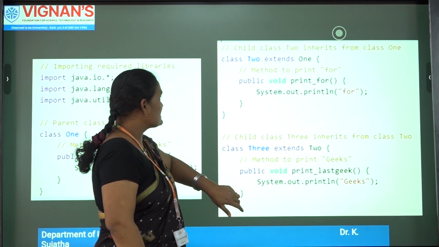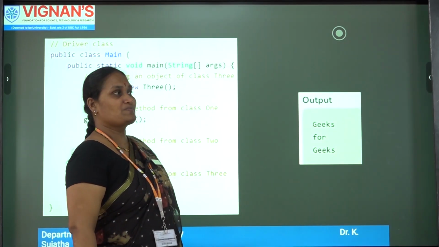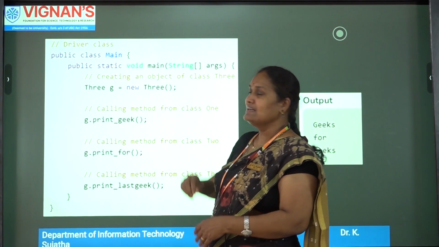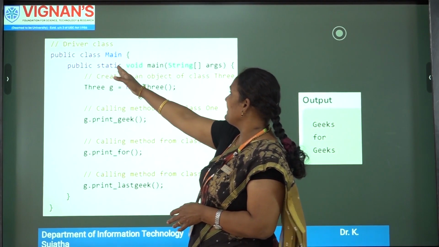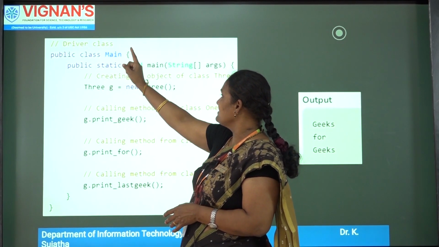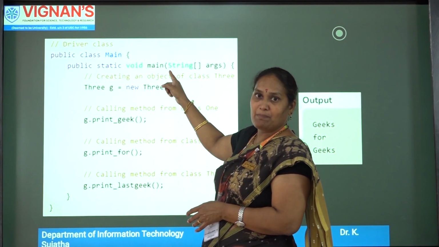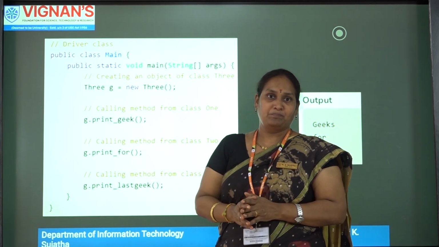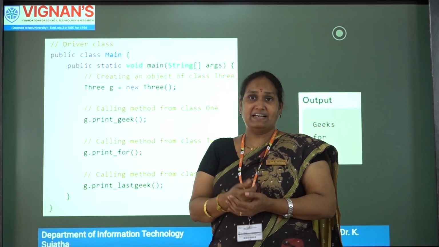Now I need to execute this program. For executing this program we need to have a main method. So for that here we are writing the driver class. Now public class main, in this class we are writing a main method, public static void main. Now I want to create an object. Now for which class I need to create the object?